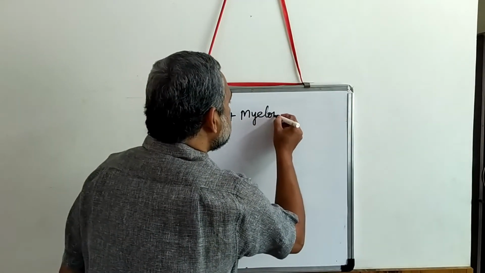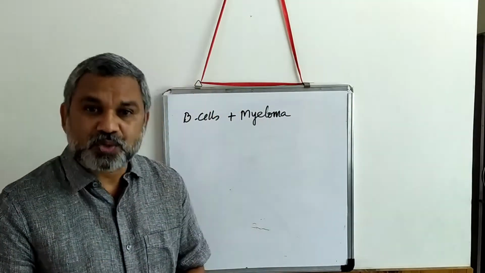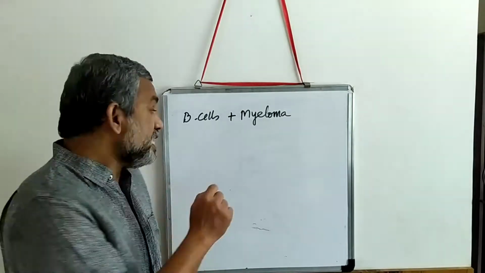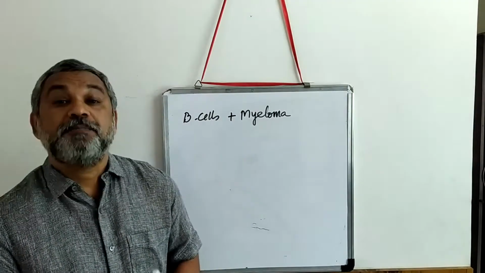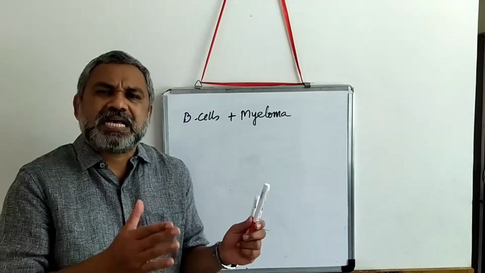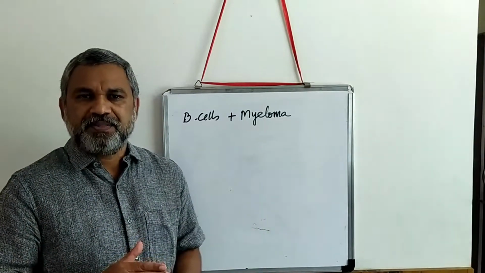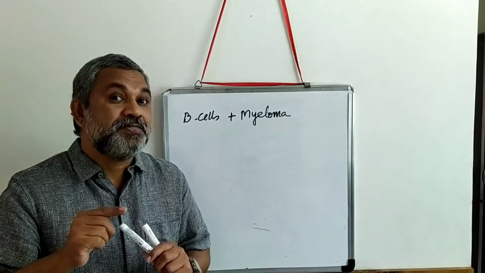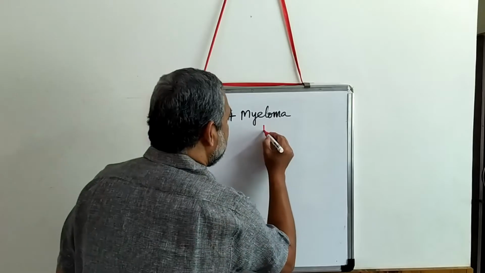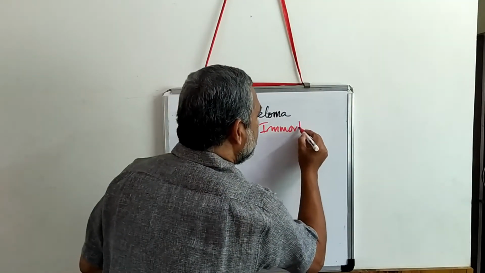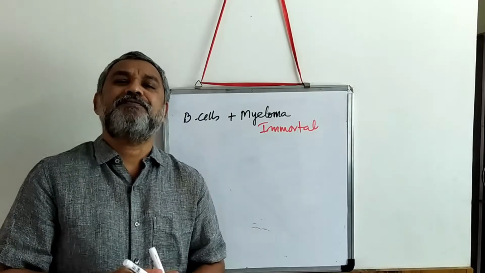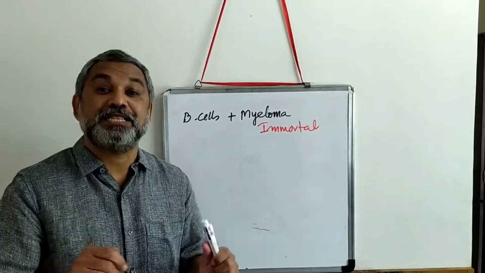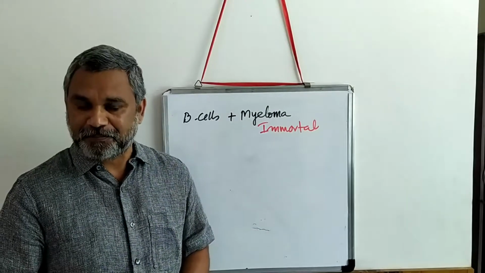The cancerous cells are also plasma cells but coming from a cancer. What is the problem with the B cell? The problem with the B cell is it has a short lifespan. They will die after some days. Whereas the cancerous cells are immortal. They can live unceasingly. This is the property that is used in the production of monoclonal antibody.